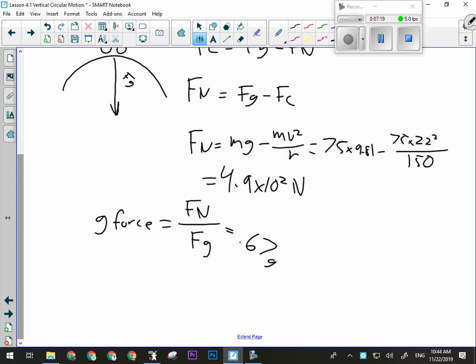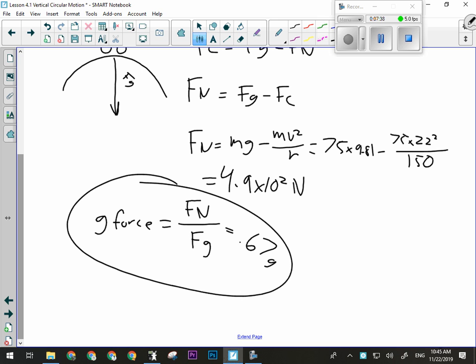They feel about 2/3 as heavy as normal. At the bottom, yes. If you were to go over the top on anything, you're going to feel lighter. Everybody follow on that? So calculating G-force, and it doesn't happen very often, but just so you know, when it does come up, G-force is the ratio of your apparent weight to your actual weight.